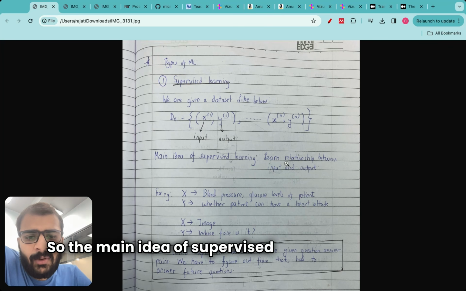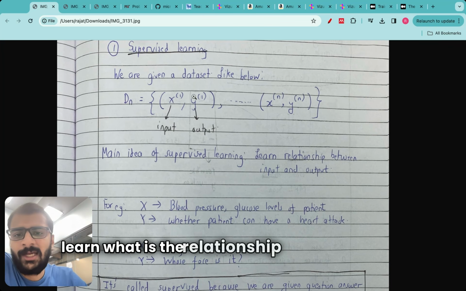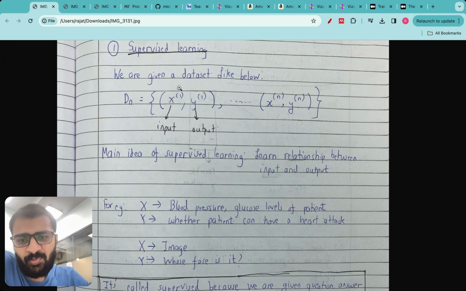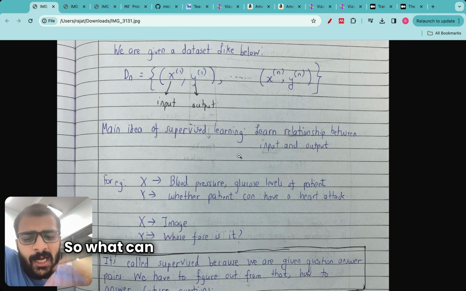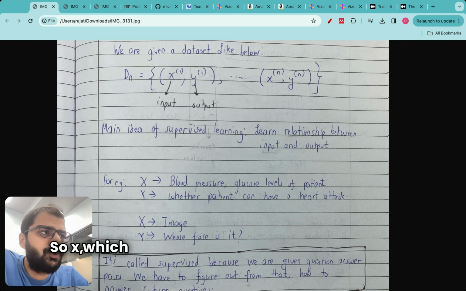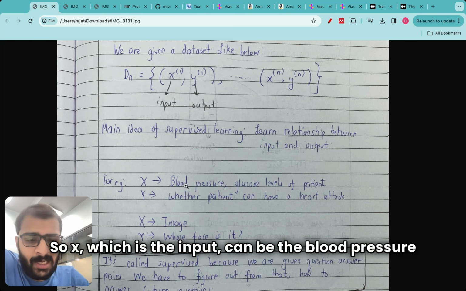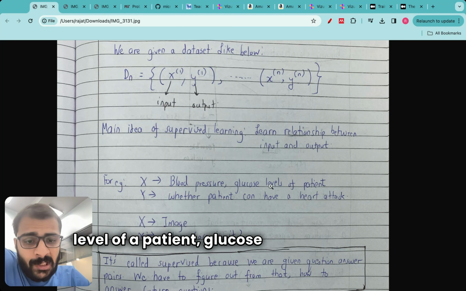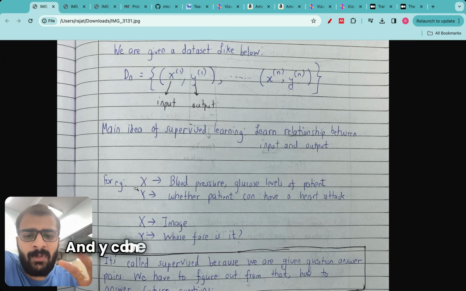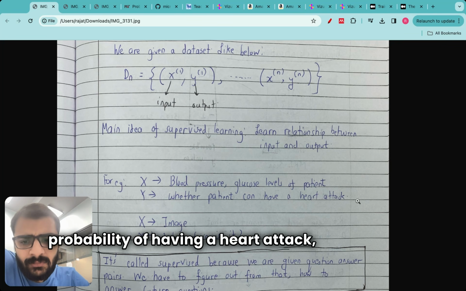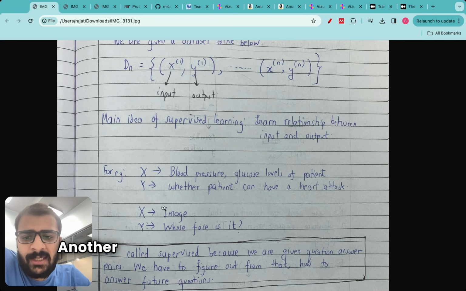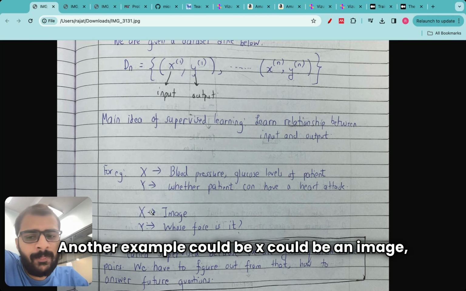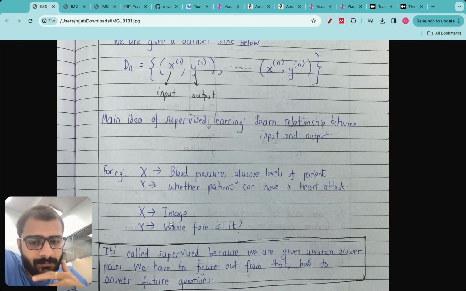So the main idea of supervised learning is to really learn the relationship between Y and X, and we have been given these input-output pairs. What can be possible examples of this? X, which is the input, can be the blood pressure level of a patient, glucose level of a patient, etc. And Y can be whether or not the patient has a probability of having a heart attack in the near future. Another example could be X is an image and Y is whose face it is.